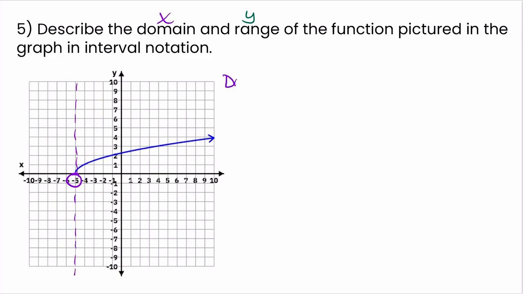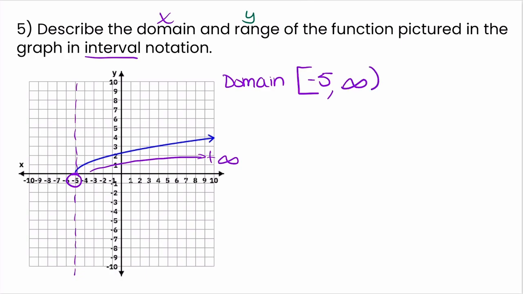So we can say that the domain is going to go from -5, and it says interval notation. So that means I need to think square bracket or open parentheses. Notice that there's no open circle here, so I'm going to go ahead and do my square bracket. And then from that point, the x values go to the right, right? Remember, this direction is positive infinity. So I'm going to say -5 to positive infinity and put my open parentheses there.